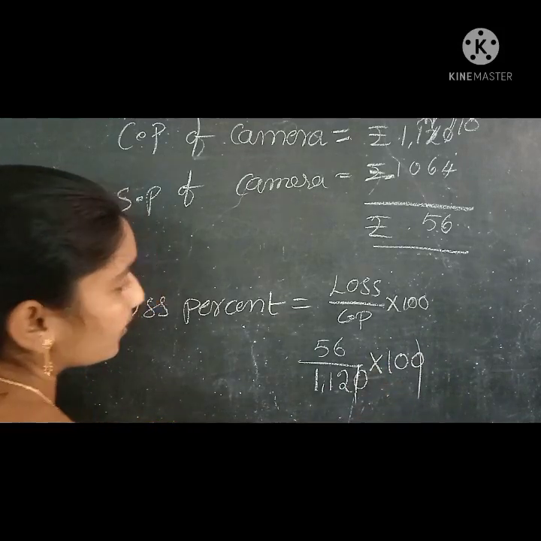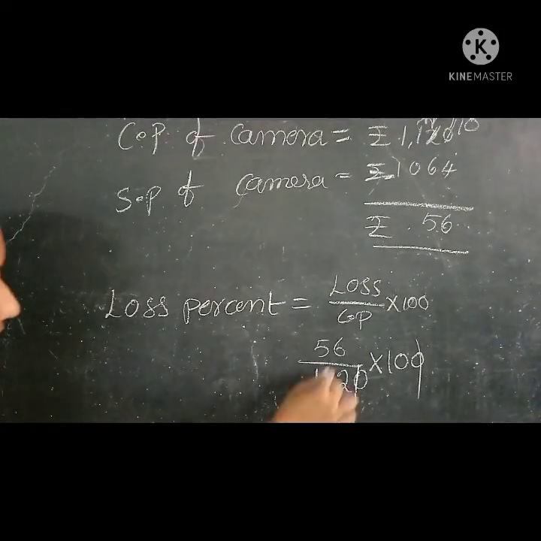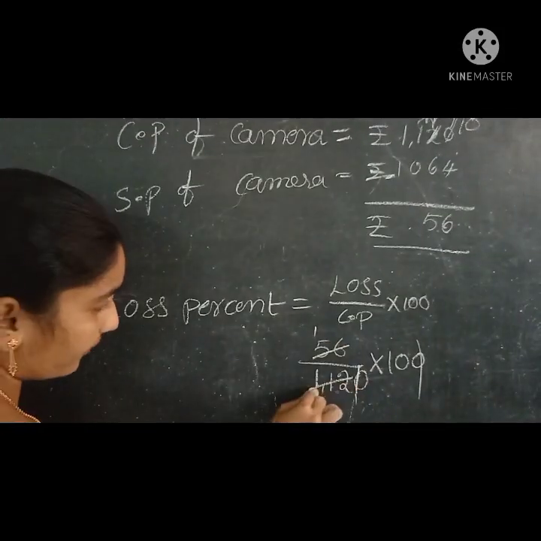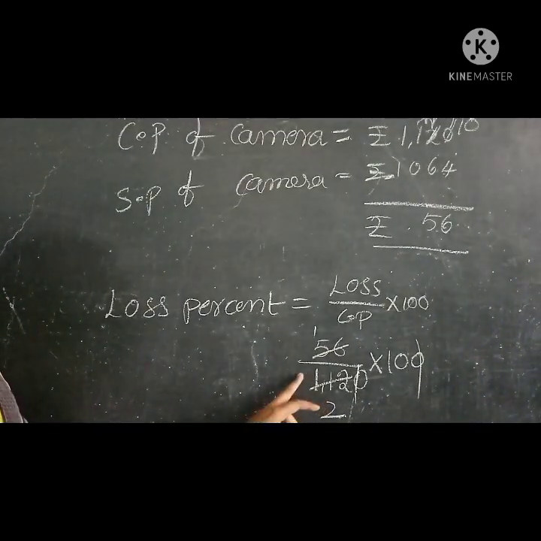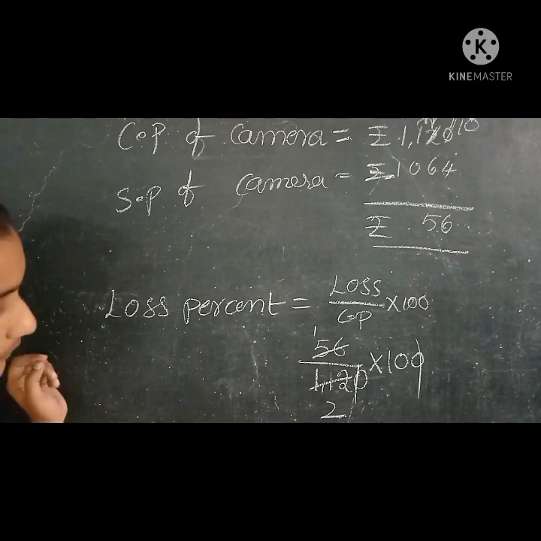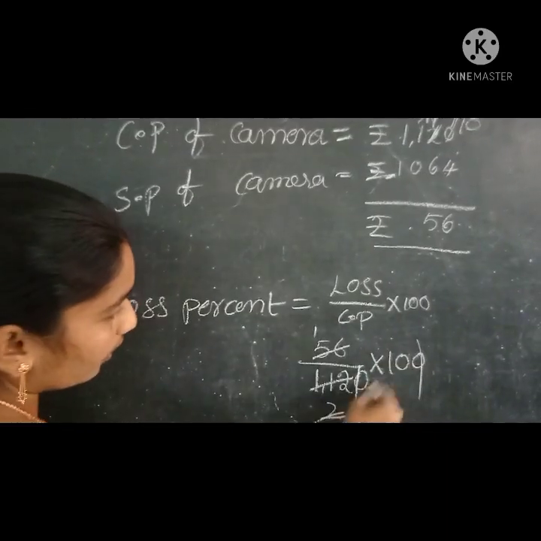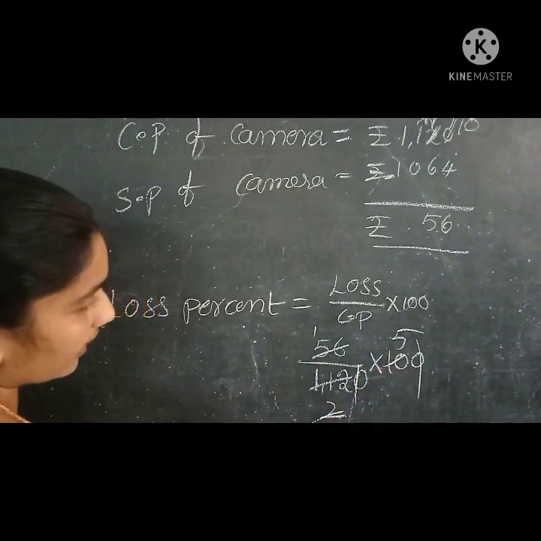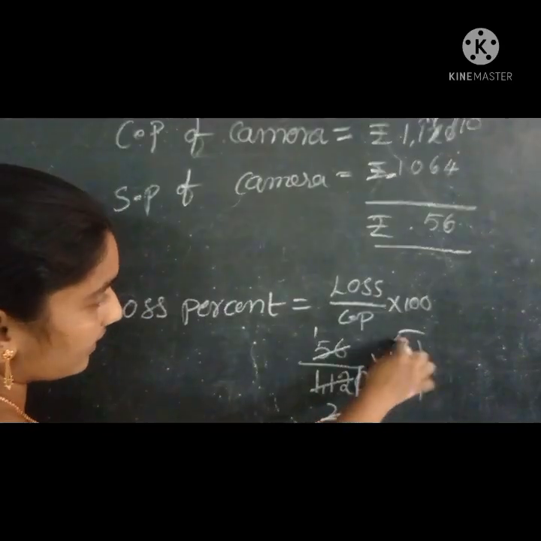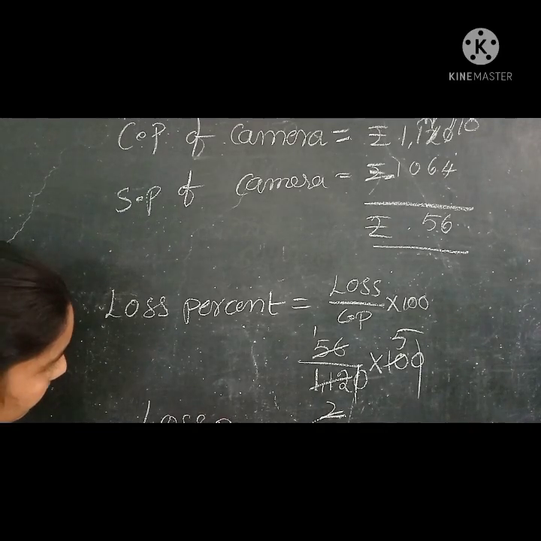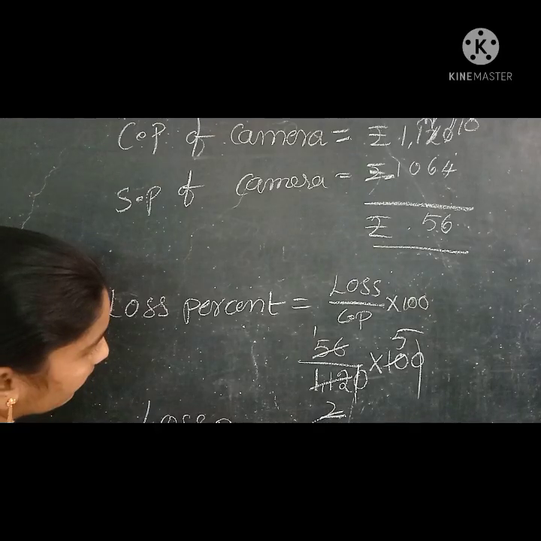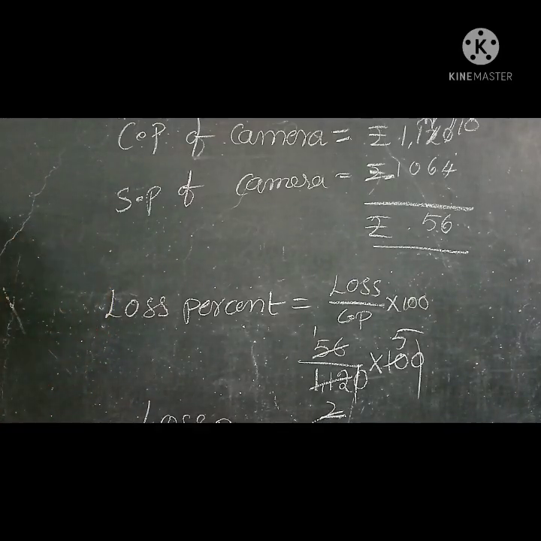And now cancel 2 zeros. Okay na? 56 ones are 56, 2s are 112. Now 2 5s are 10. So loss percent is equal to 5%. Okay na? Loss percent is equal to 5%.